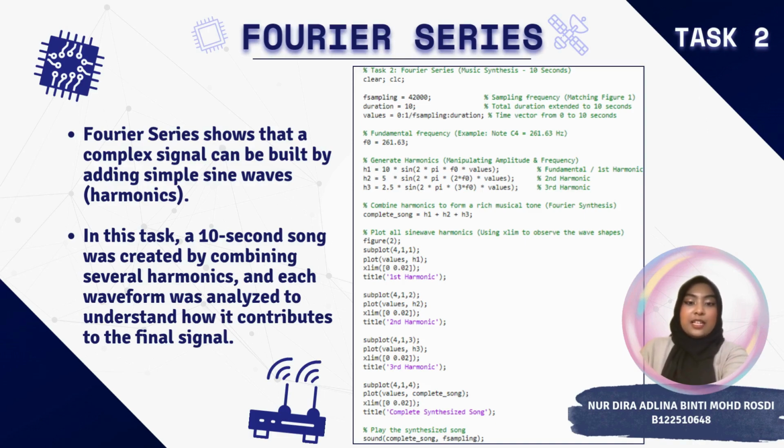So, this is the code to generate a 10-second musical signal by combining 3 sine waves, which are harmonics, in MATLAB. It used a sampling frequency of 42,000 Hz, a fundamental frequency of 261.63 Hz, which is the C4 note, and creates first, second, and third harmonics. These harmonics are combined to form a richer sound. The code also plots each harmonic and the final signal, then plays the sound using the sound function. So this is the result.